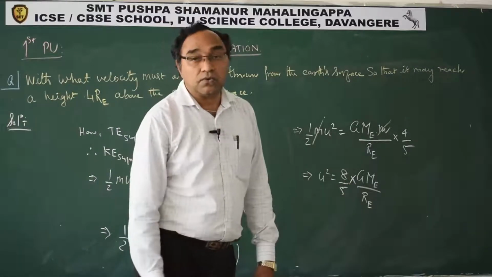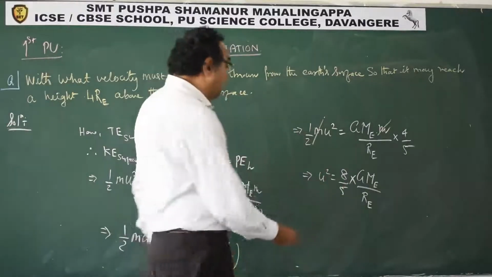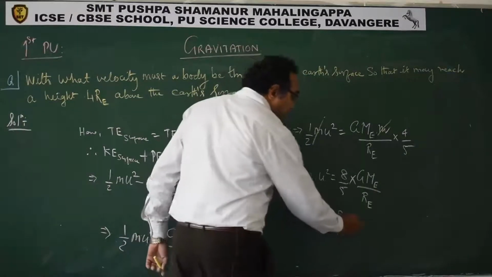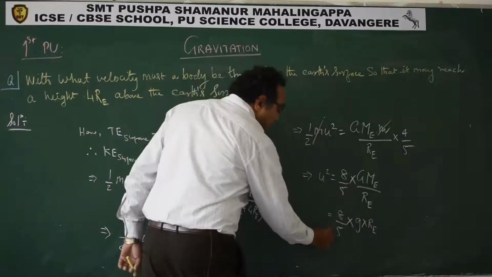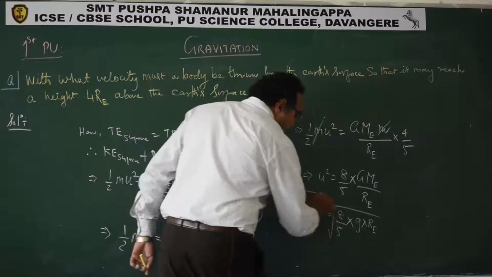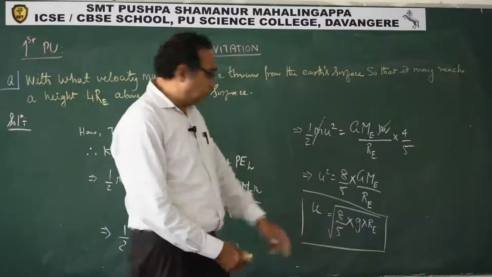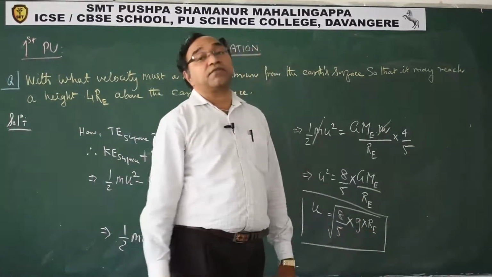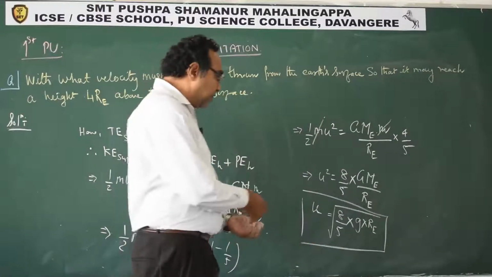Now students, there is no need to substitute the values of G and M. Convert this into an expression which involves acceleration due to gravity. So this will be 8 by 5 into g into radius of earth. This is what you get. The root of it is the speed with which it should be projected. Further, it can be simplified. You can substitute the value of g as 10 and the radius of earth as 6400 into 10 power 3 meters. You can definitely do that.